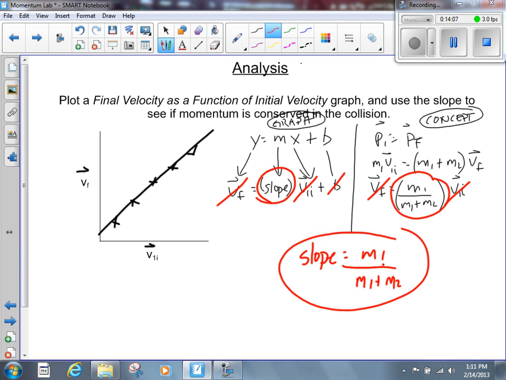If we had done this analysis with a position-time graph, we would have come up with the slope is equal to the velocity. If we had done this analysis with a velocity-time graph, we would have come up with slope is equal to acceleration. If we do it with a VF versus V1i graph, we come up with the slope is equal to m1 over (m1 + m2). It's a little bit more confusing than when we've got a position-time or a velocity-time graph, but it's the same basic analysis that we'd have to go through to determine what the slope means.